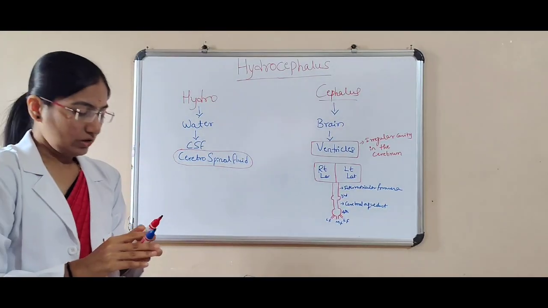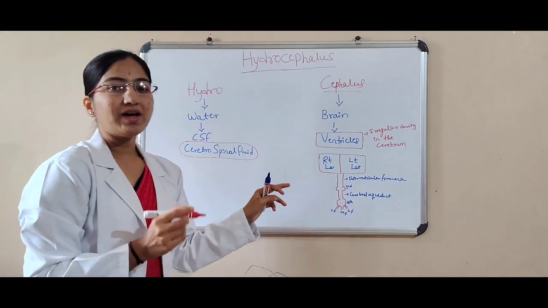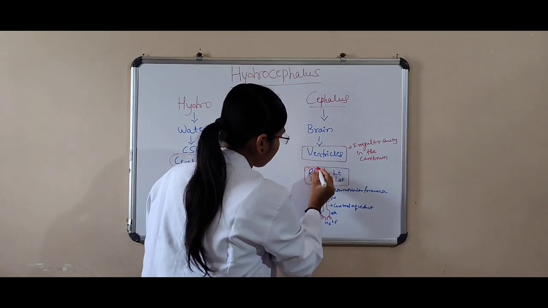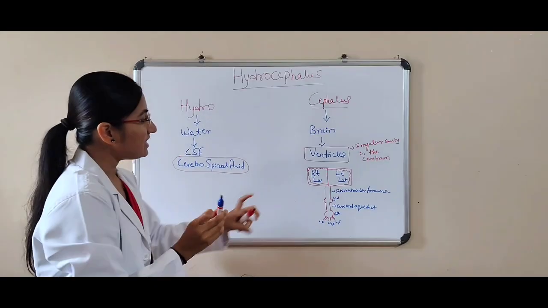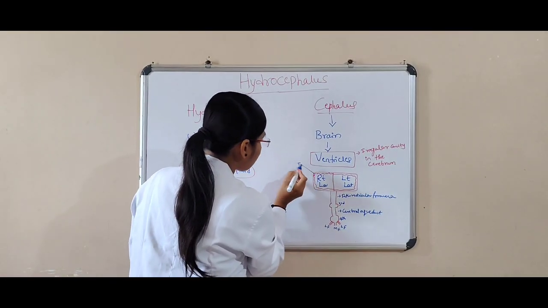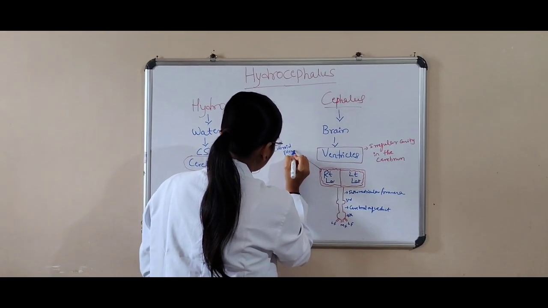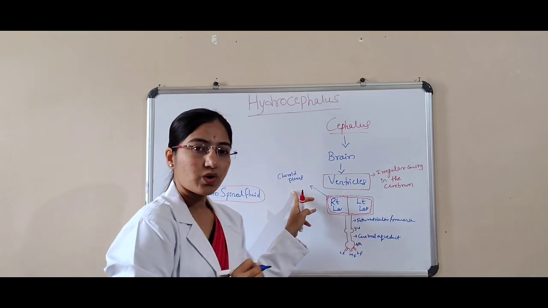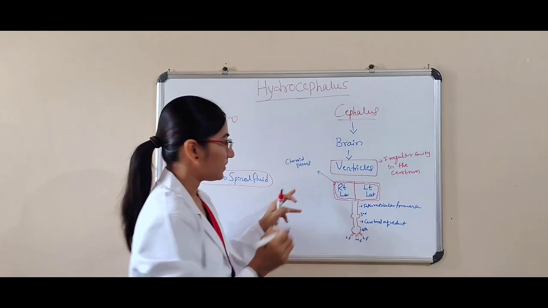In the ventricles, there is a lining layer present. This lining is called the choroid plexus. It is responsible for the production of CSF.